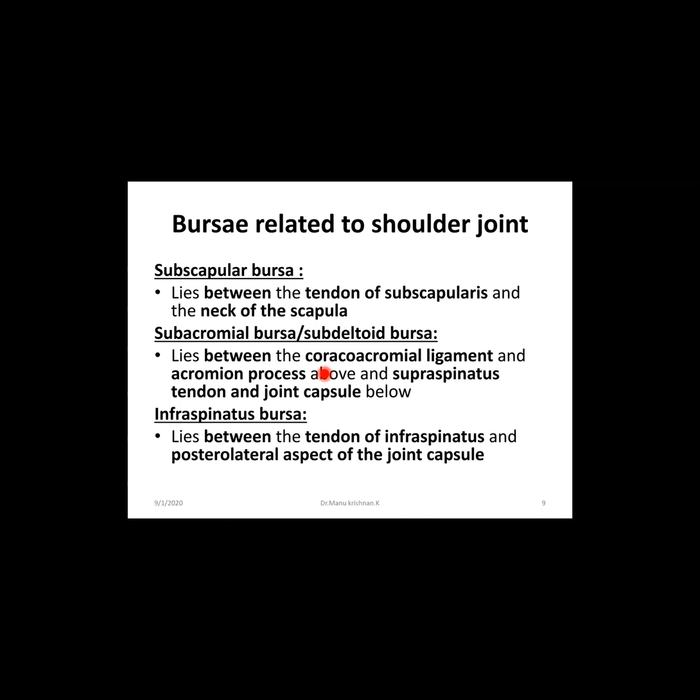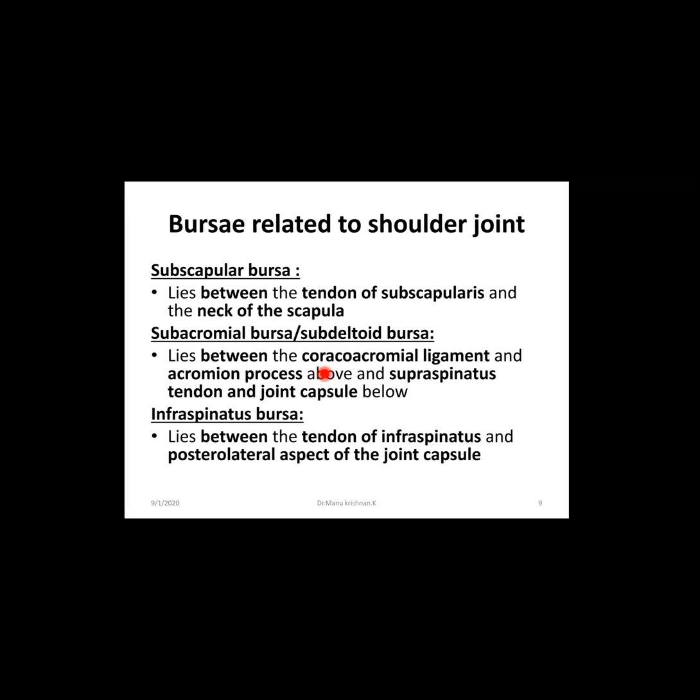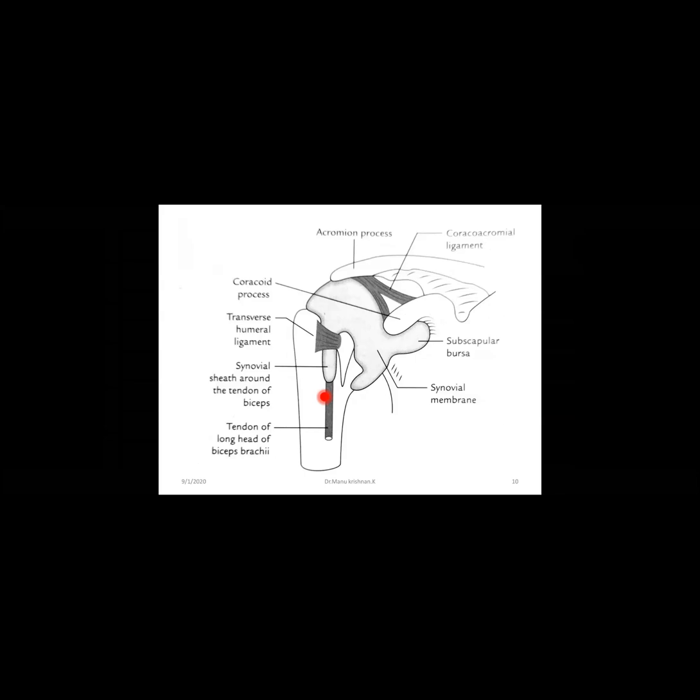And the next one is the infraspinatus bursa. The infraspinatus muscle arises from the infraspinous fossa of the scapula, and is attached to the humerus. The infraspinatus bursa lies between the tendon of infraspinatus and the posterolateral aspect of the joint capsule. You can imagine the three-dimensional view of the shoulder joint, where the infraspinatus muscle is attached to the humerus, and below its tendon on the posterolateral aspect of the joint capsule you can see a small synovial sac, that is the infraspinatus bursa. So here we have the representation of the bursa. You can see this is the acromion process.